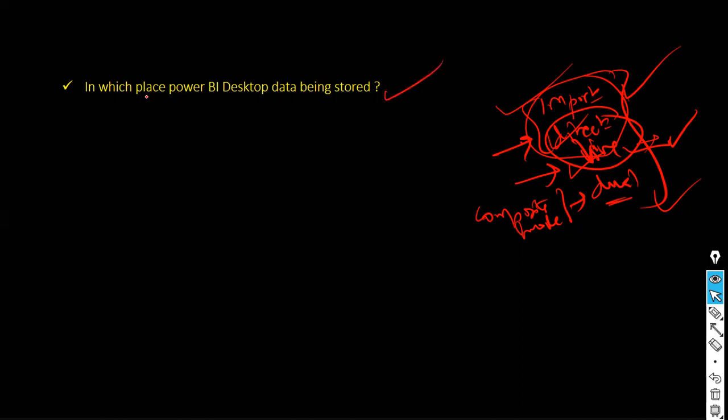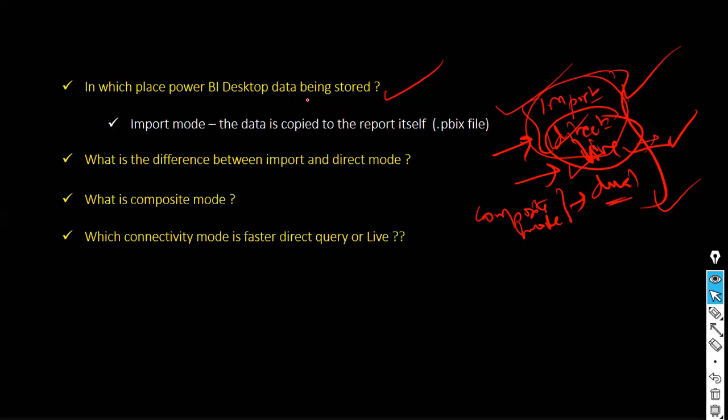Now the question is, let's spend some time quickly to take up this question. In which place is the Power BI Desktop data being stored? In the case of import mode, in which place is the data stored? Whether it's import or direct query mode: in the direct query mode, the data will not get loaded here, but still the metadata will get stored in the Power BI Desktop file itself. In the import mode, the data is copied to the report itself.